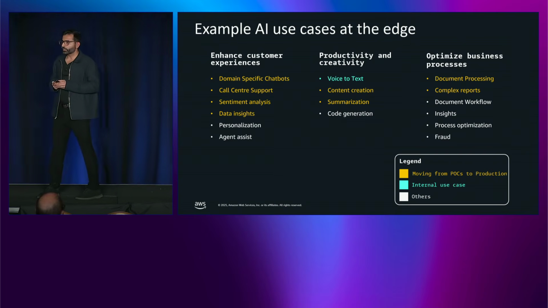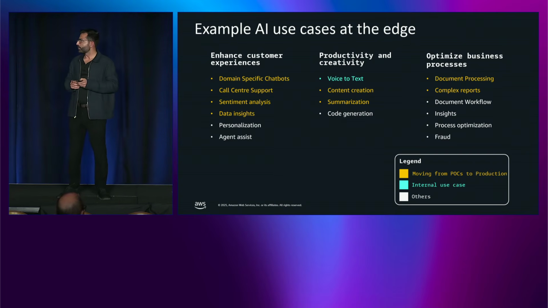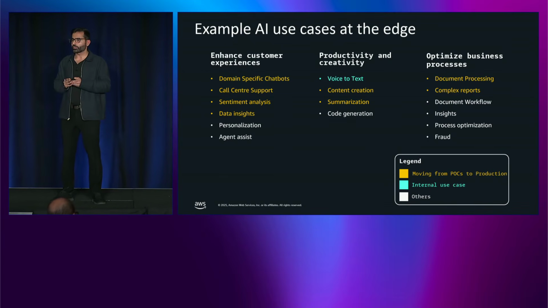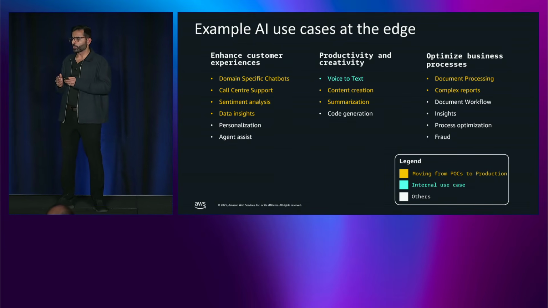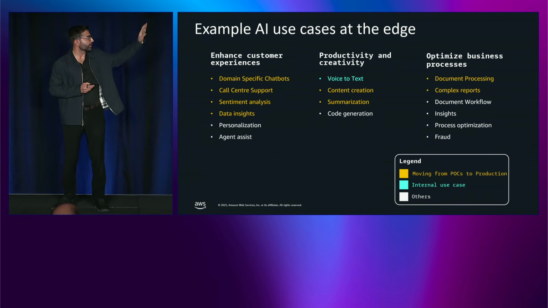And across all these three business drivers that I discussed, customers across a variety of industries are using these edge deployments for a variety of AI use cases. However, from the architecture perspective, they tend to fall into three big categories.